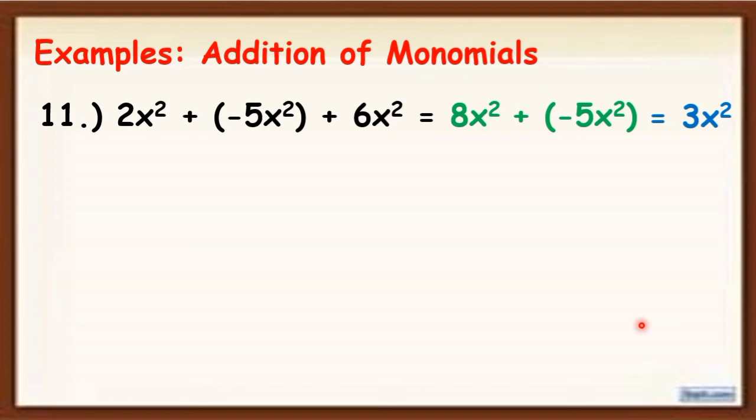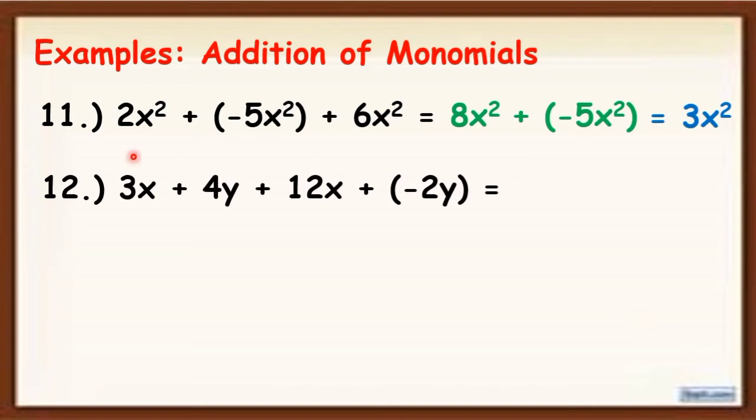Another example is 3x plus 4y plus 12x plus negative 2y. So again, in this given, you are going to combine similar terms. So combine 3x and 12x. So the answer is 15x. And combine 4y and negative 2y. So we have 2y. We subtract them because they are unlike signs, ha? Now we have 15x plus 2y. And this will be our final answer because we cannot combine them anymore since they have different variables.